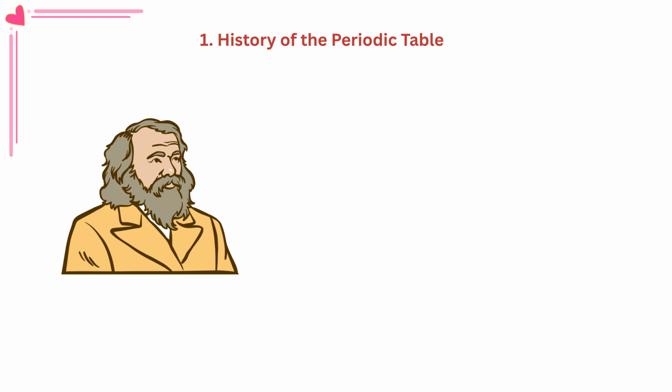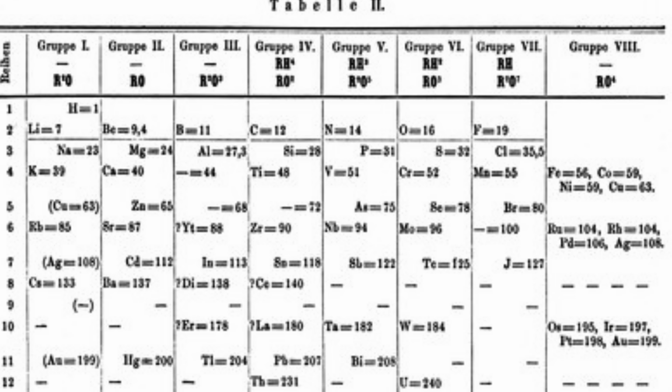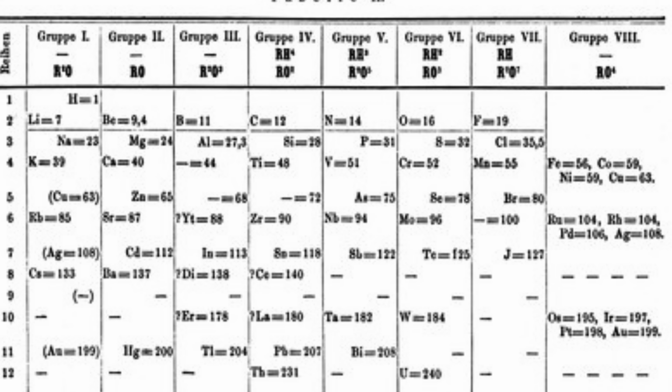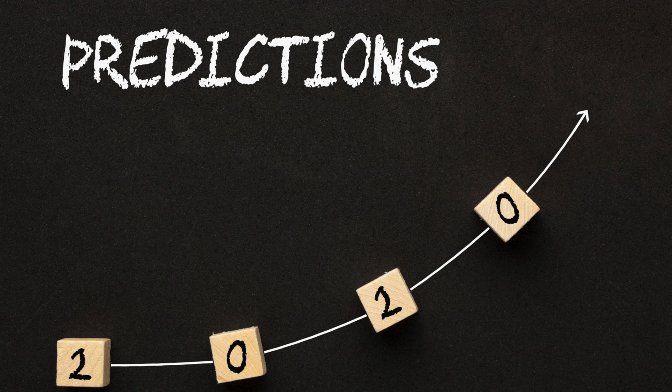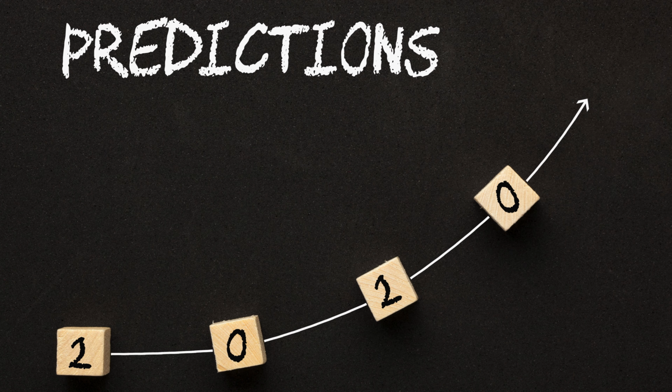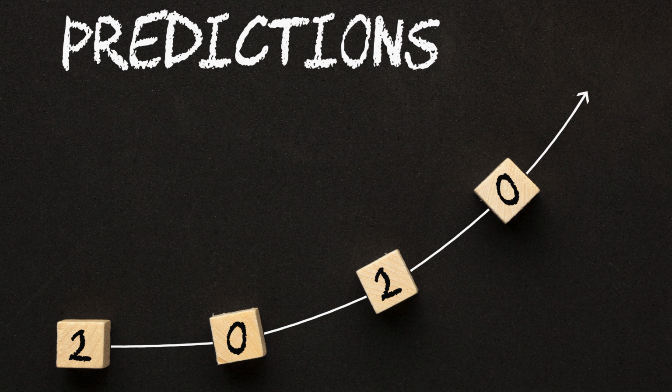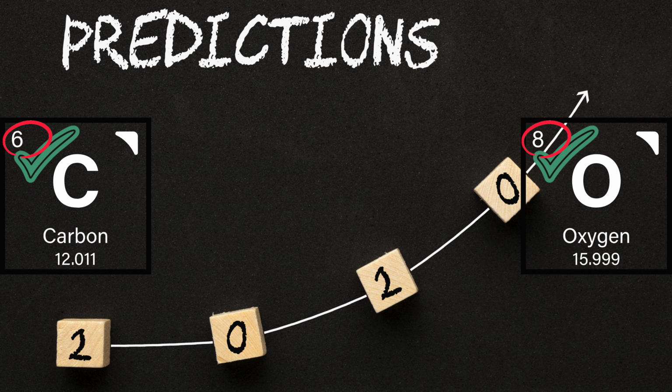Let's rewind to 1869. A brilliant Russian chemist named Dmitri Mendeleev arranged the known elements by increasing atomic mass. But he did more than just organize them. He successfully predicted the properties of elements that hadn't even been discovered yet. Later, scientists discovered that the atomic number, not atomic mass, is the real key.